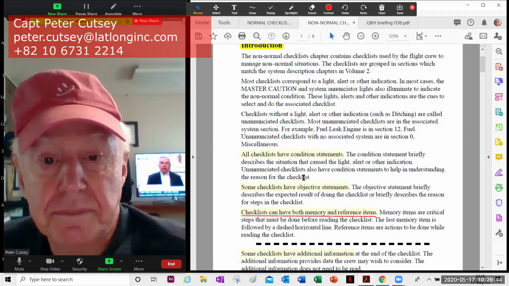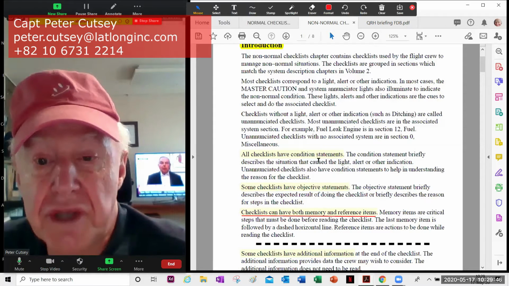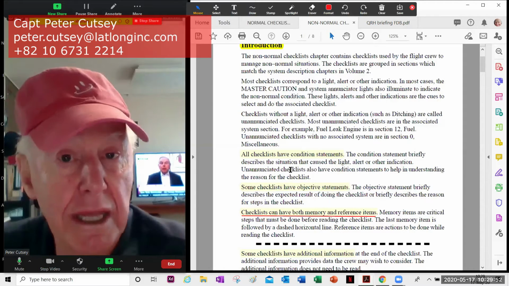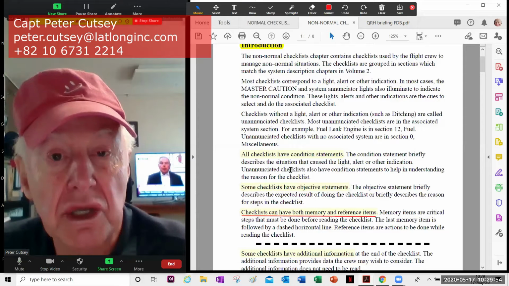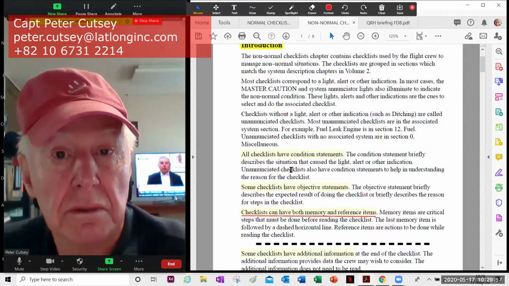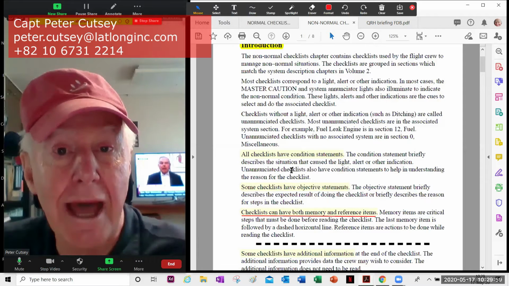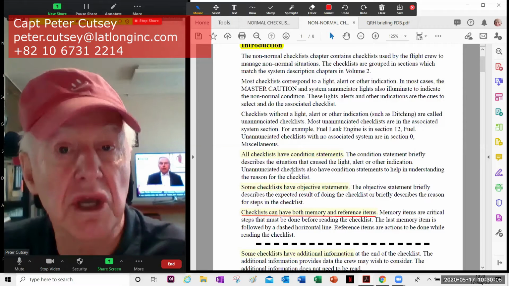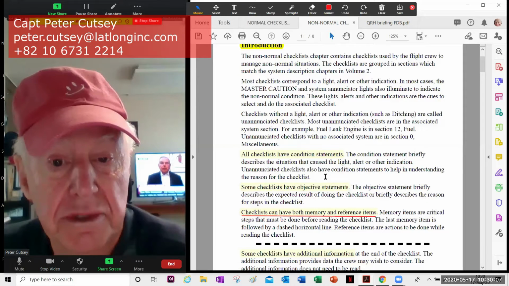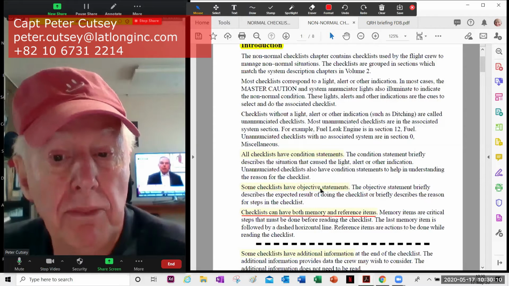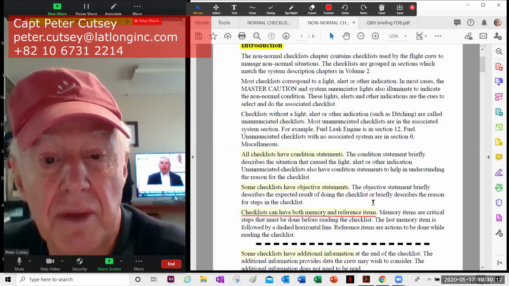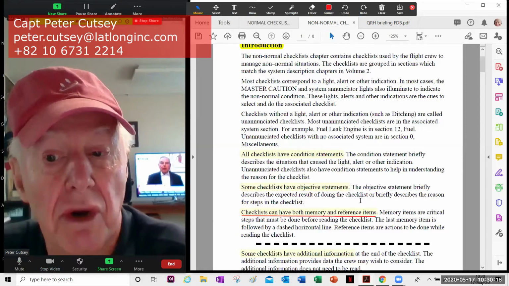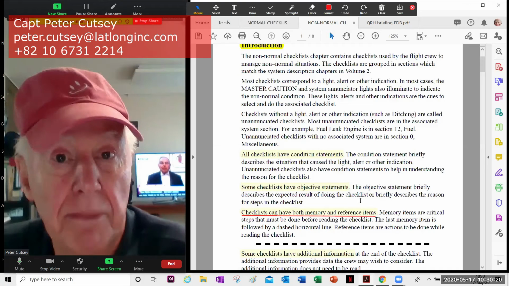All right. So the condition statement briefly describes the situation that caused the light. So when reading the conditional statements, you would stop at the one that applies, right through to the last condition. If the first condition applied, you would stop and then continue down with the checklist. Some checklists have objective statements. The objective statement briefly describes the expected result of doing the checklist or briefly describes the reason for the steps in the checklist.